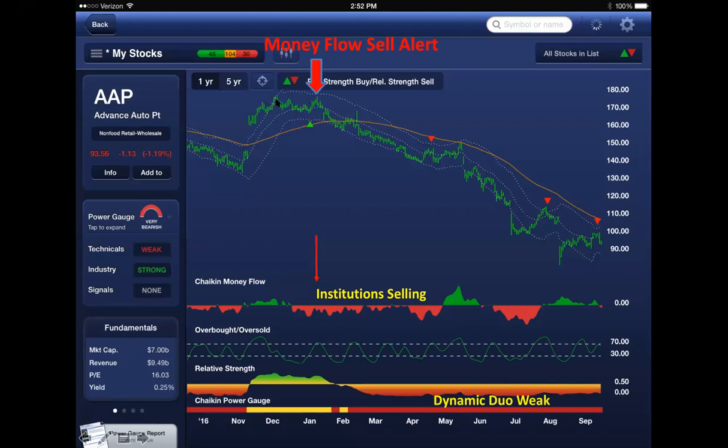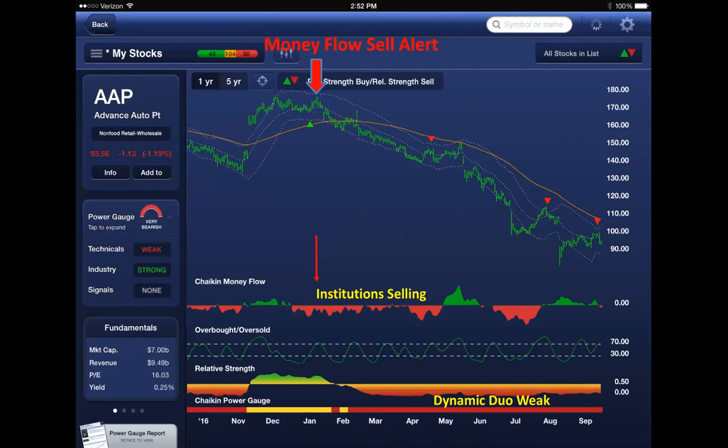It happens when a stock like Advanced Auto Parts trades up, either making or equaling its old high near the upper volatility band, as it did back here in January of 17. And instead of Chaikin money flow going green, telling you that the institutions are buying the stock, it stays red. What does that say? It says that institutions, smart money, are selling the stock under cover of strength. Maybe an analyst recommended it. Maybe there was a hedge fund buying the stock, but smart money was getting out. Therefore, Chaikin money flow stayed red. That's your bearish money flow sell alert.